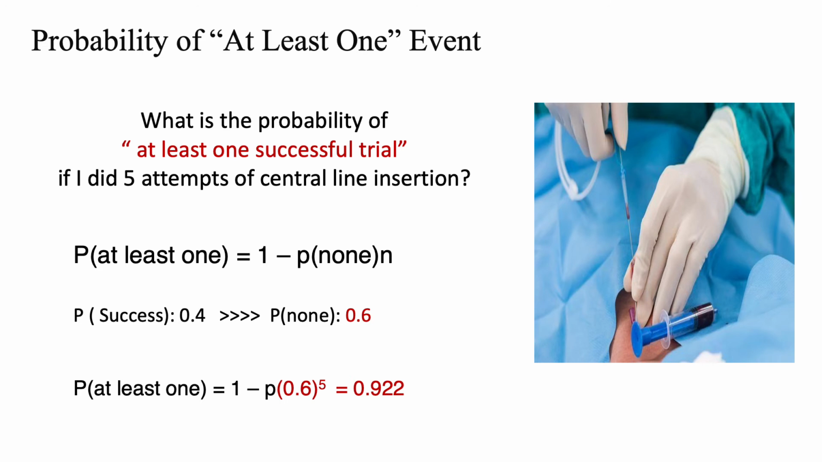So the probability of at least one successful trial if I did 5 attempts is equal to 1 minus 0.6 to the power of 5. The result will be 0.922. In other words, the probability of at least one successful trial if I did 5 attempts of central line insertion will be 92.2%.